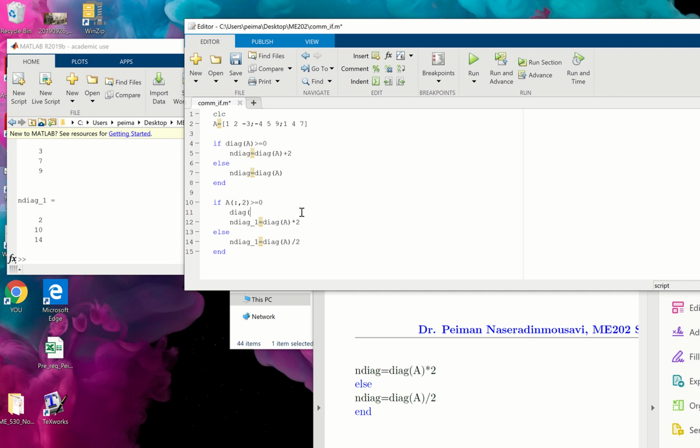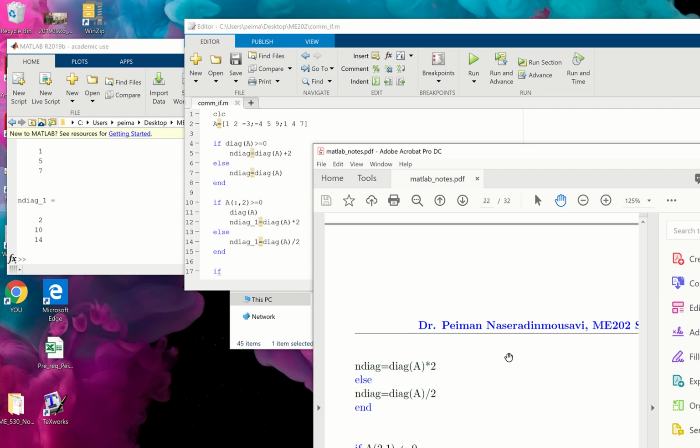You can have diag of A to show you. Look at here, guys. Here we go. Diag is 1, 5, 7. 2 times of that is going to be 2, 10, 14. That's right. Understand? So let's go to another kind of coding.